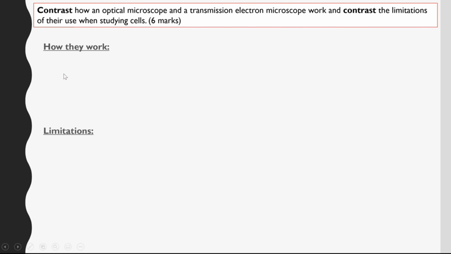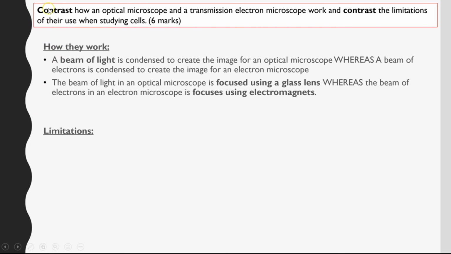So first thing then is we'll have a look at how they work. And because you've been asked to contrast, we have to point out differences. And whenever you are contrasting or comparing, you need to have the comparative or contrasting points all in one sentence, and therefore there should always be whereas in the middle. If you only talk about one side, so for example, if you just talk about the optical microscope and don't talk about the electron microscope, you won't get the full marks.